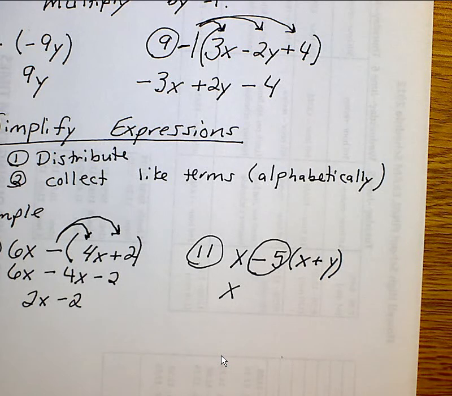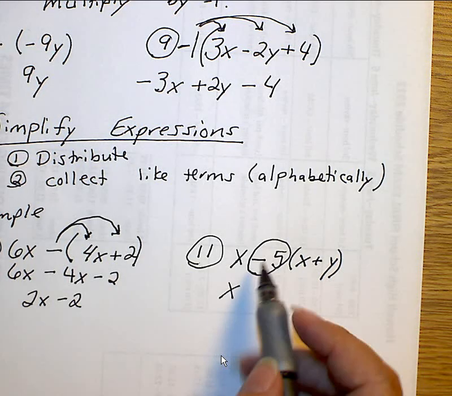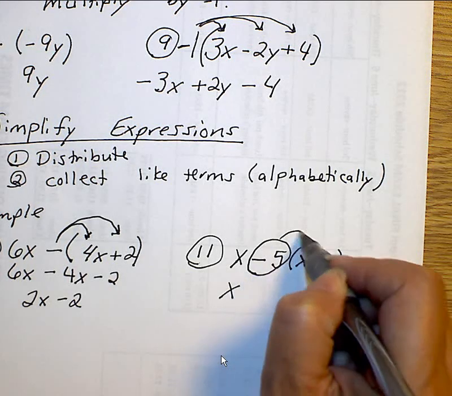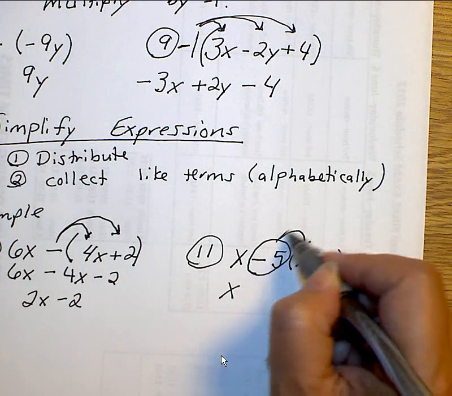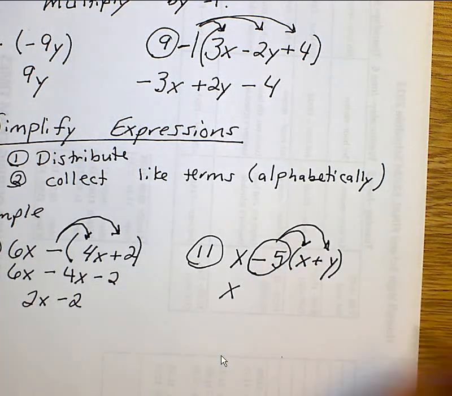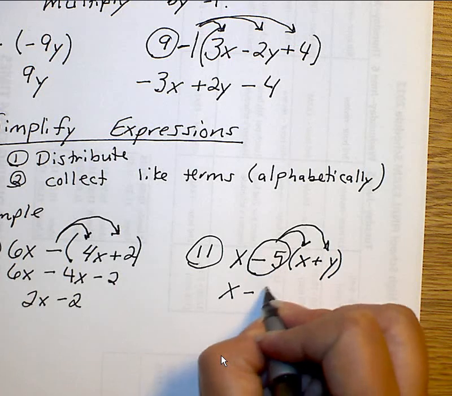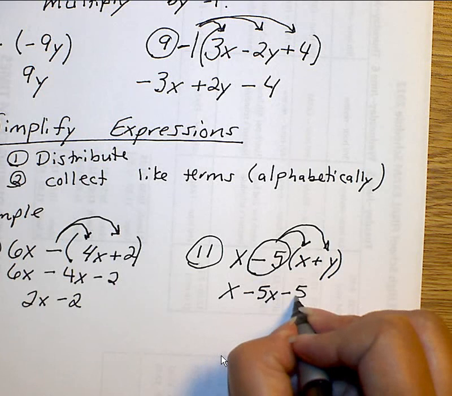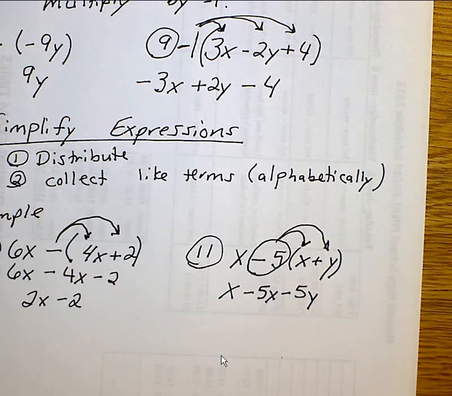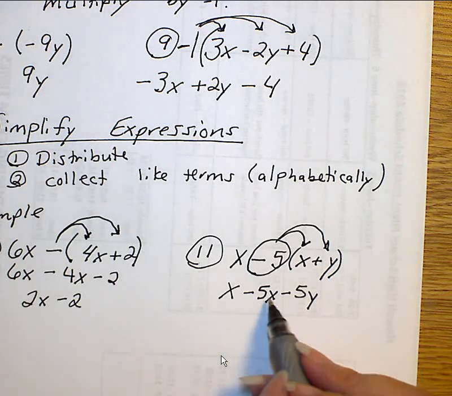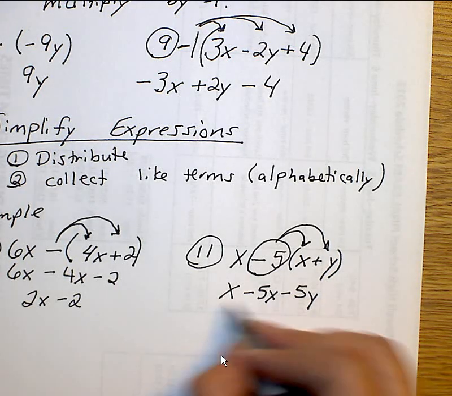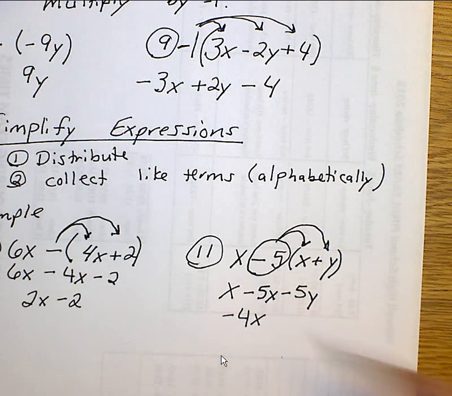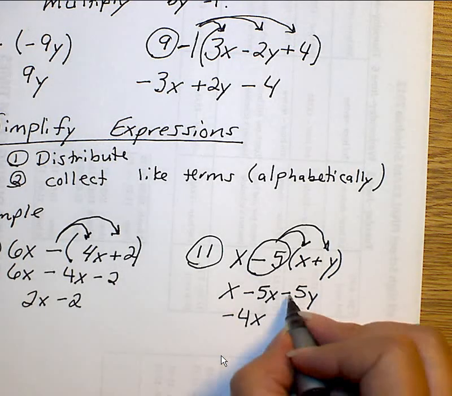Alright, so let's walk through this last one. The thing that you're going to do is take that negative 5 and distribute it to each one. So I have negative 5x. Negative 5 times y gives me a negative 5y. Then I combine my like terms. So I have x minus 5x. So we have a negative 4x. And then we have negative 5y.